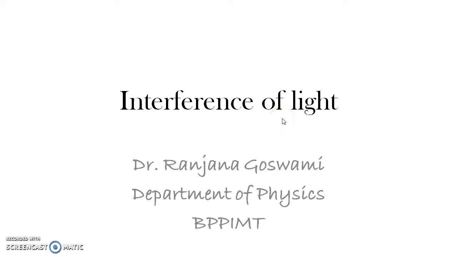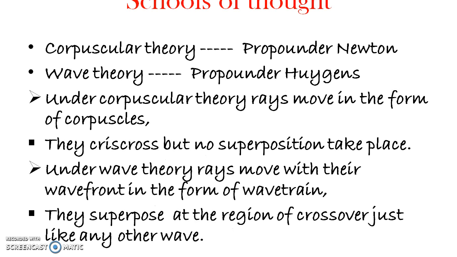Everyone, today I would be giving you all a presentation on the interference of light, and we would come to know how interference takes place. Now, we all know that there are two schools of thought regarding the interference of light: the corpuscular theory, which was propounded by Newton, and the wave theory, whose propounder was Huygens.